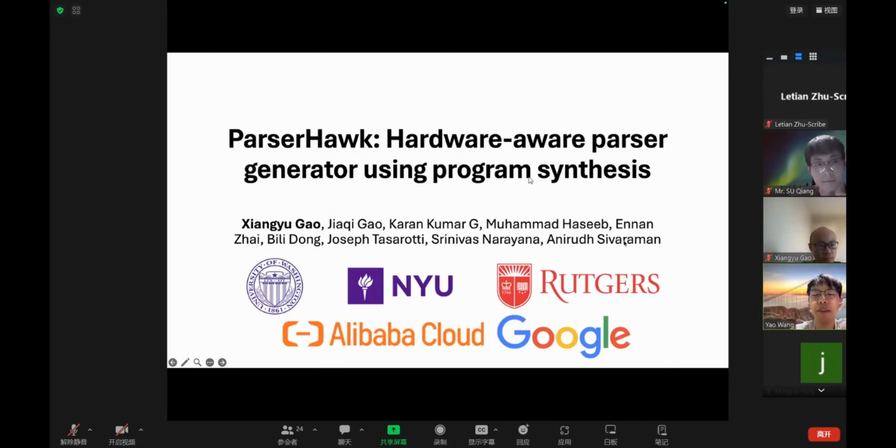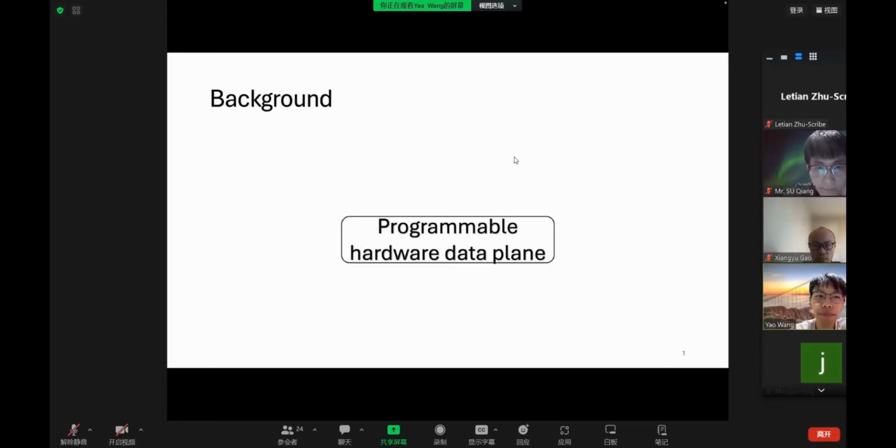Okay, hi everyone. I'm Yao from Xiamen University, and today we're gonna share this work, ParserHawk, a hardware-aware parser generator that uses program synthesis to compile high-level parser specs into low-level TCAM-style implementations. The key idea is to treat parser code generation as a combinatorial search problem, so we can find the implementation that fits our hardware constraints while using fewer resources.